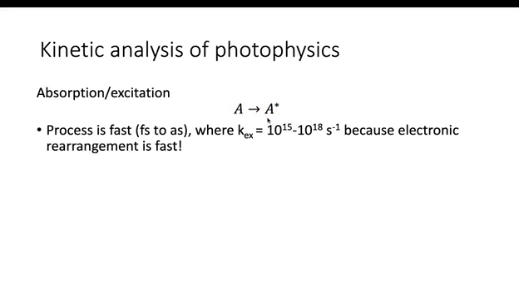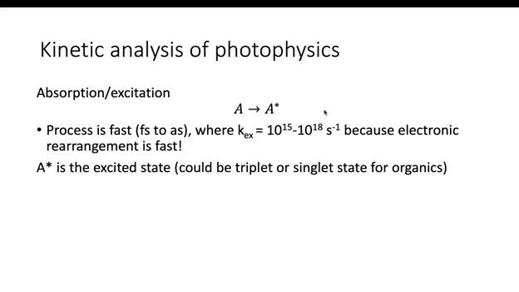And in this case, these processes are fast because electronic rearrangement or electronic motion is very fast. And so you get rate constants that are on the order of 10 to the 15, 10 to the 18. So in other words, each individual event is taking femtoseconds to attoseconds. So they're very rapid. And then once you're in the excited state, we have, like I said, electronic rearrangement.